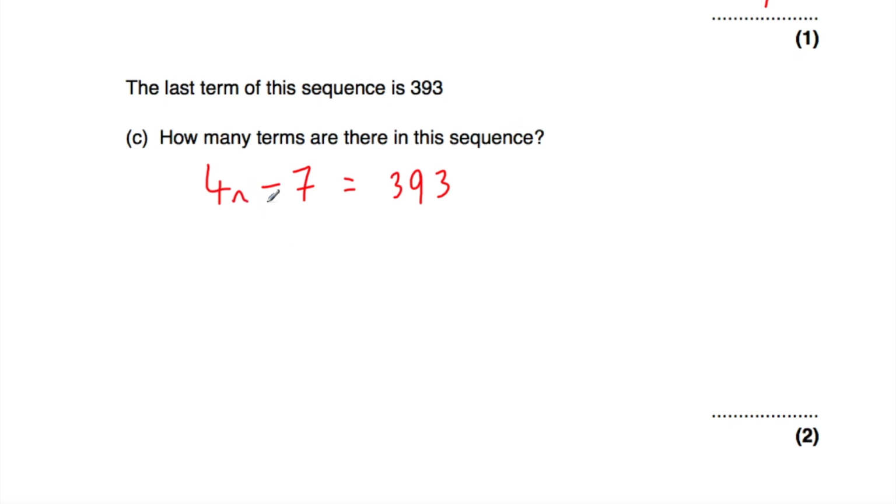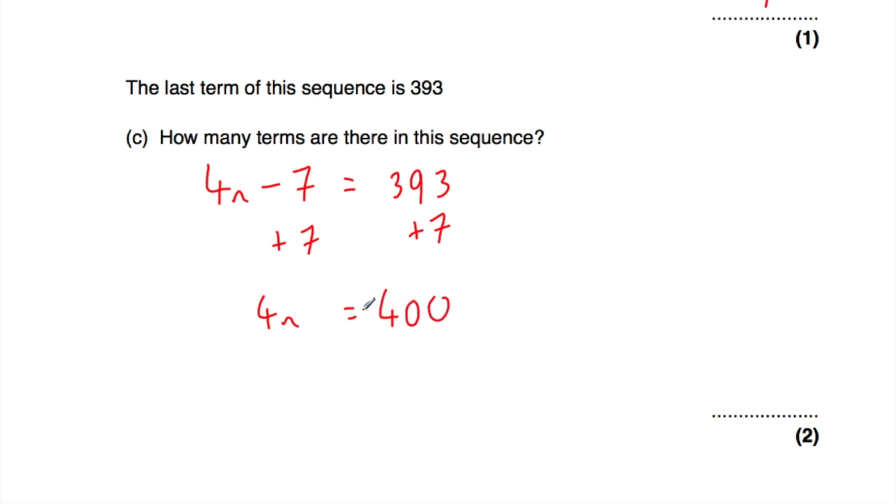So let's solve this equation. If we wanted to solve this equation, we're going to add 7 to both sides to get rid of this minus 7. So add 7 and add 7. On the left hand side, we had 4n subtract 7. We're adding 7 to get rid of the minus 7. So we're going to be left with 4n. And on the right hand side of the equation, we had 393. We're adding 7. That's 400.